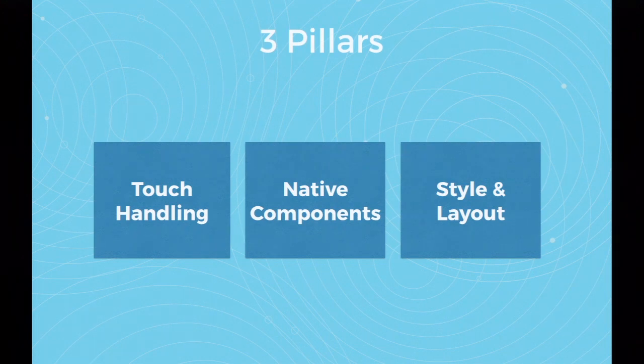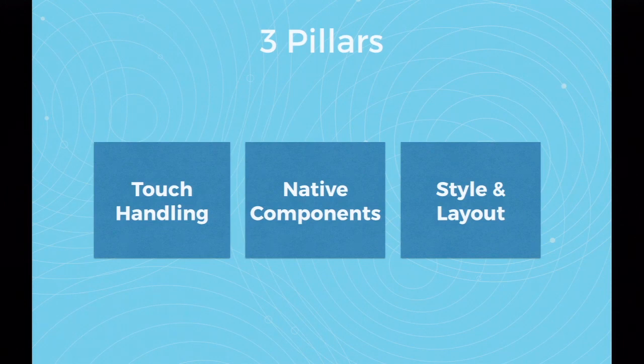So in this talk, I'm going to tell you what makes an app native and feel native, and I'm going to tell you how we did it in React Native. There are really three big pillars in React Native. The first one is touch handling. This is, in my mind, the biggest thing that's different from mobile web. iOS and Android touch handling is much better. But we don't have that much time, so I'm not going to go too deep into those.